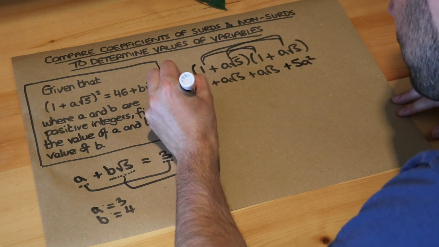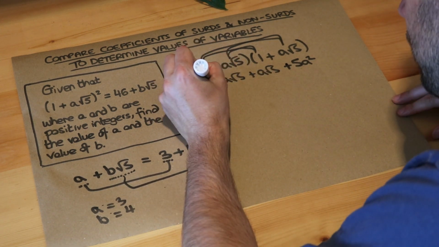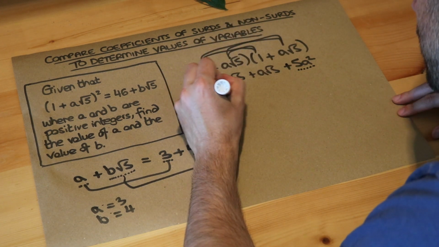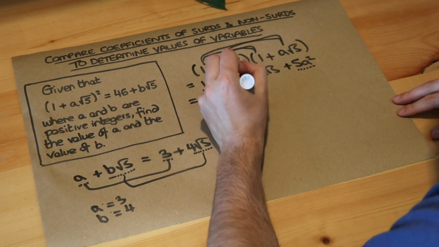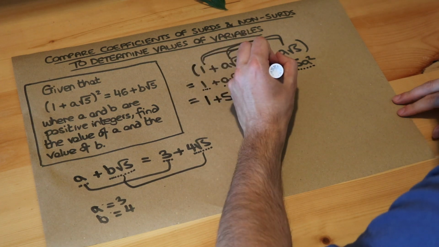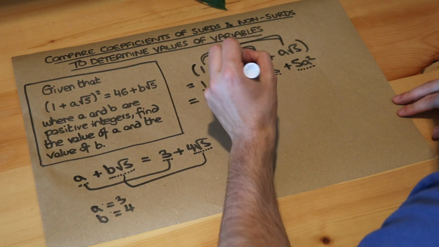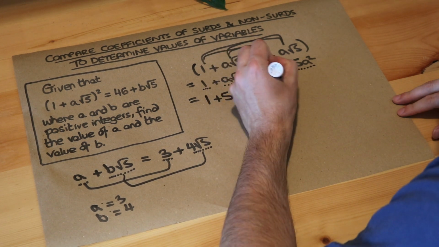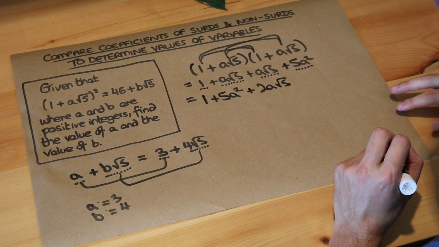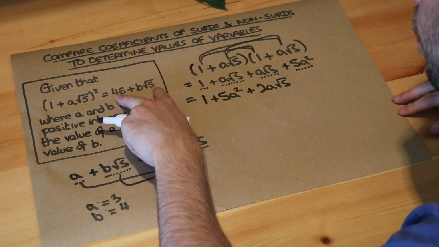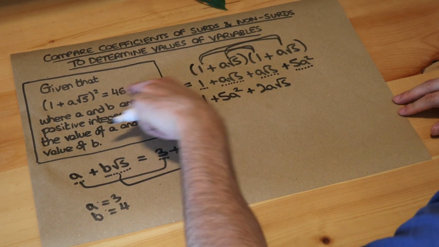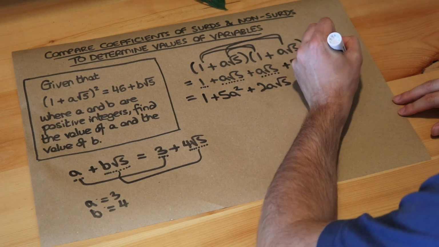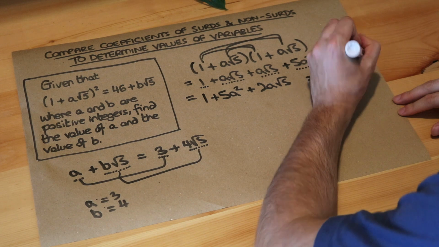If I just simplify that a bit, let's do the non-surd terms first. So we've got the 1 and the 5a squared, they're the non-surd terms. And then let's look at the surd terms. We've got a lots of root 5 plus another a lots of root 5. That's 2a lots of root 5. Now, we've got this, and we can now compare it to the 46 plus b root 5 we have on the right-hand side of the equation.